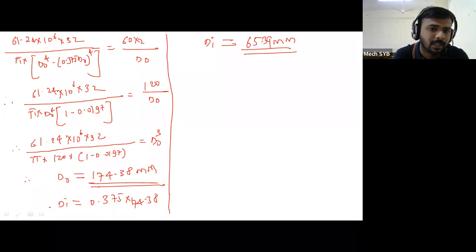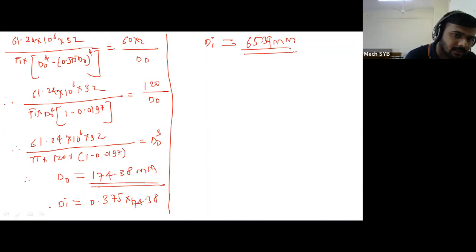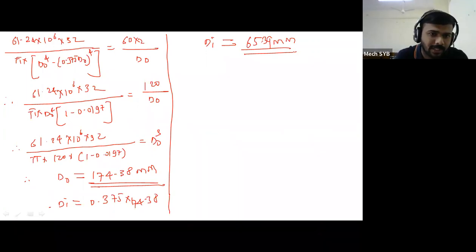So here I have skipped some steps because that calculation is somewhat the same as the previous one, but we have to follow the same procedure for the remaining problems. 174.28. Yes, it is also accepted, no problem. It depends on the digits you are considering for the calculation. 174.28 mm and 65.40 mm. This is the internal diameter.